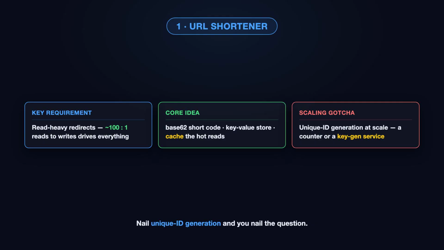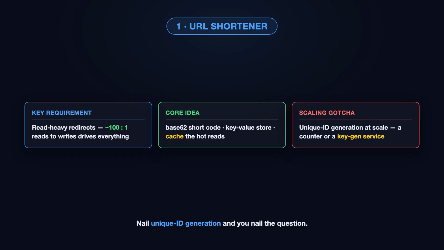The core idea: generate a short code, store a simple mapping from that code to the long URL in a key-value store, and put a cache in front so the hot redirects never touch the database. Encode the code in base 62, the 10 digits plus lowercase and uppercase letters, and just 7 characters give you around 3.5 trillion possibilities. Plenty of room.